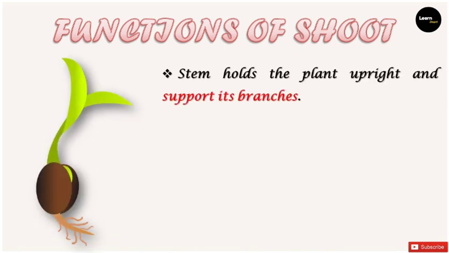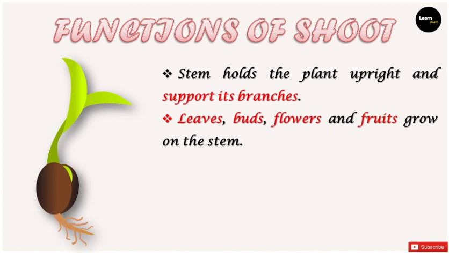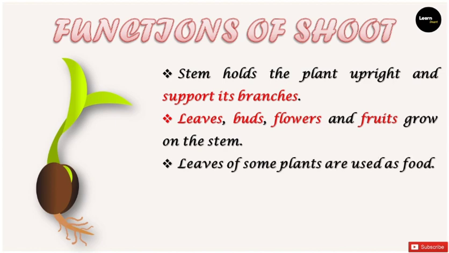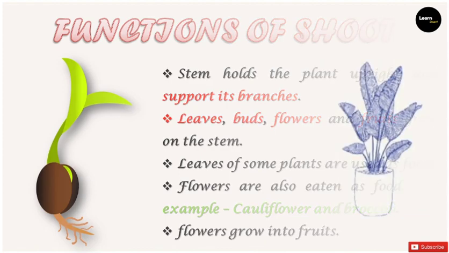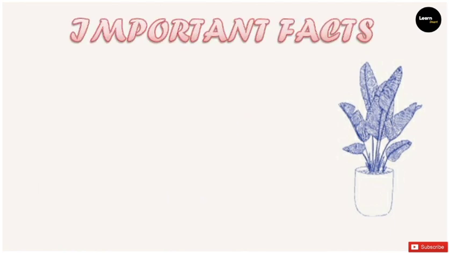Functions of shoot. Stem holds the plant upright and supports its branches. Leaves, buds, flowers and fruits grow on the stem. Leaves of some plants are used as food. Flowers are also eaten as food. For example, cauliflower and broccoli. Flowers grow into fruits.